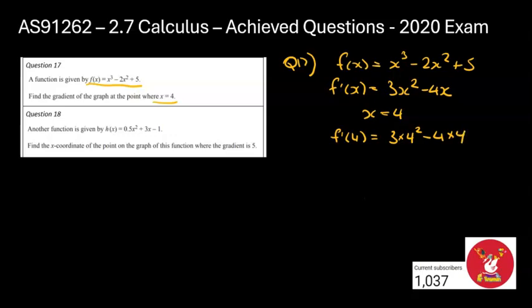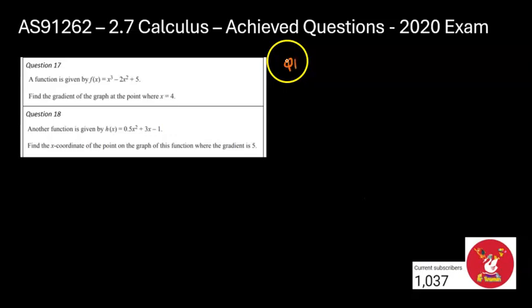You can bang this out on your calculator, or you can do the math step by step. So 4 squared is 16, times 3 is 48. So that's going to be 48. 4 times 4 over here is 16, so that's going to be minus 16. And when I do that together, I'm going to have a gradient of 32. So that's going to be a really steep positive gradient at that particular point.